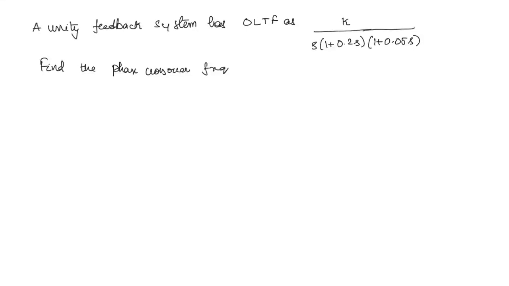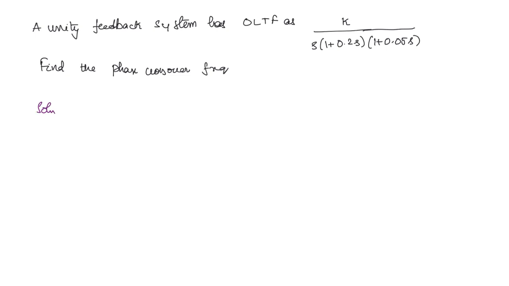So we'll do a few problems. A unity feedback system has open loop transfer function as this: K by s into (1 plus 0.2s) into (1 plus 0.05s). Find the phase crossover frequency. So what does phase crossover mean? It is the frequency at which the negative real axis intersection is occurring.